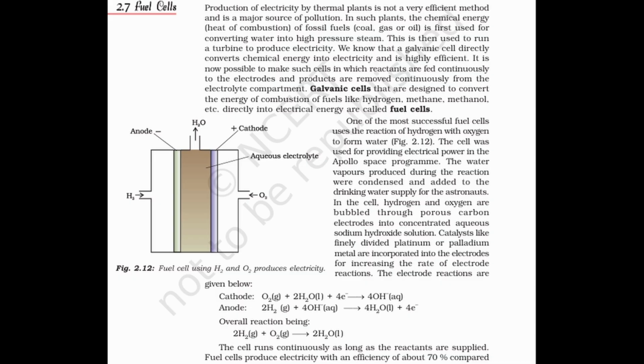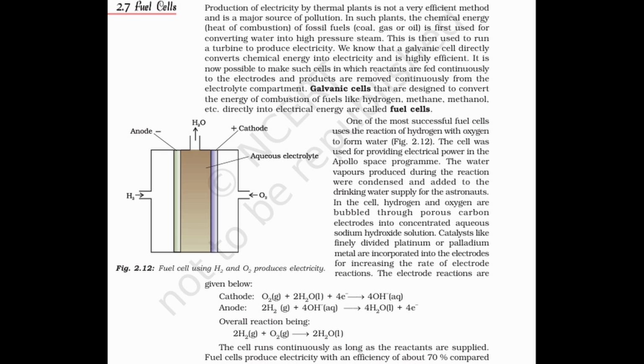In this cell, cadmium acts as the anode and nickel hydroxide acts as the cathode, with an alkaline electrolyte. During discharge, cadmium is oxidized and nickel hydroxide is reduced. Because of their reliability and rechargeability, nickel-cadmium cells are used in portable electronic devices.